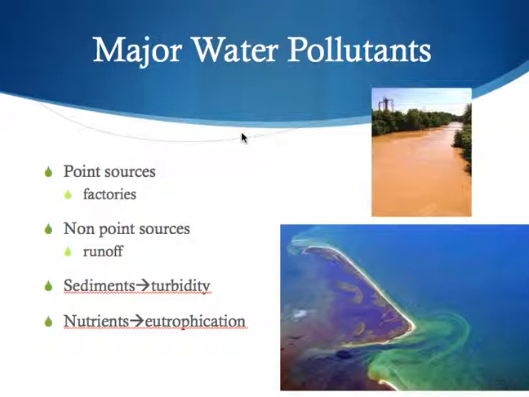As watersheds are carrying water into those tributaries and rivers and streams, they may carry material with them. Point sources are going to be sources of pollution that we can pinpoint. We could go right there. We can see where that effluent is flowing into the river or stream. Factories might be an example of a point source.